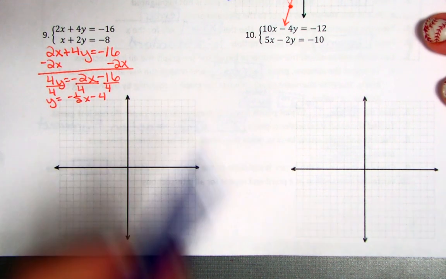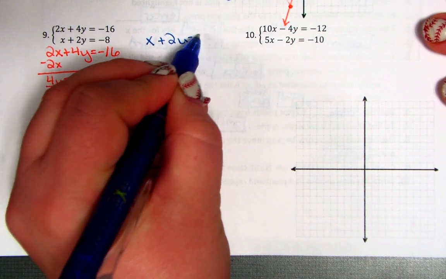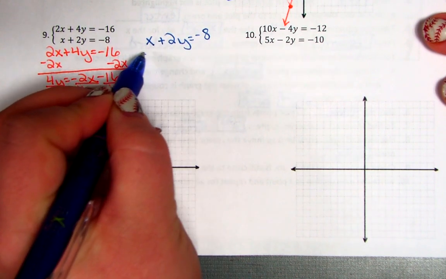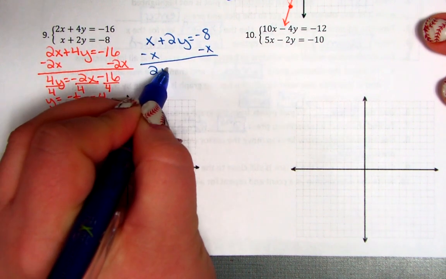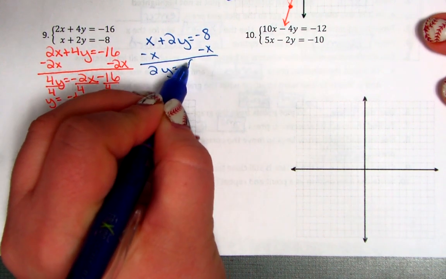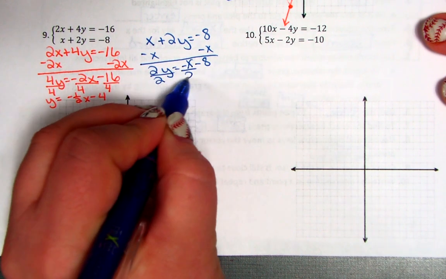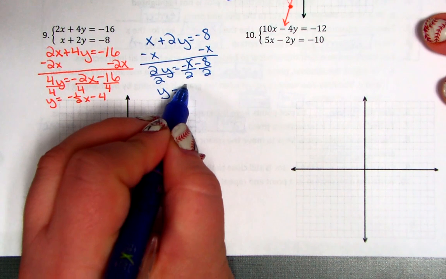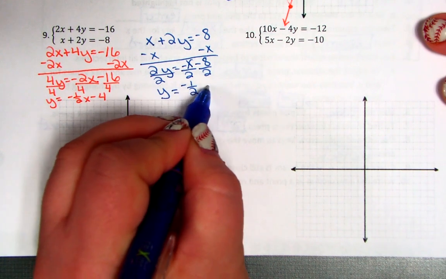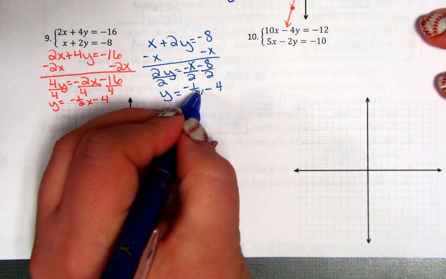The other equation, x plus 2y equals -8. We'll subtract x from both sides. We have 2y equals -x minus 8. Divide by 2 all the way across. And y is equal to negative 1/2 x minus 4.